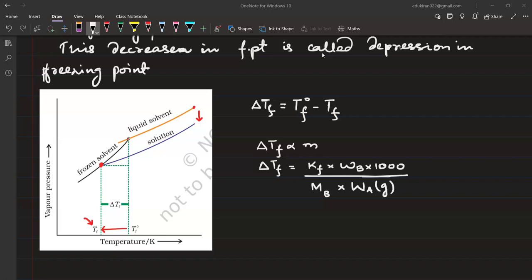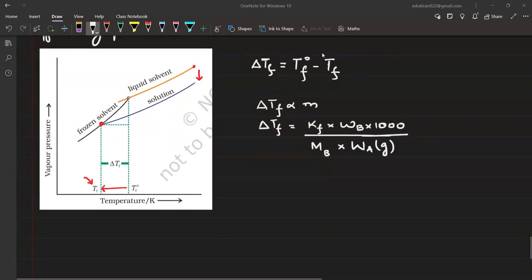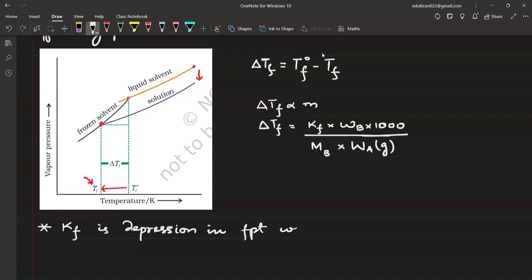Okay. So I hope all of you have written this. Now the same things will apply for KF. We are not going to write a large point regarding KF. So KF, what is KF? KF is the depression in freezing point when molality of solution is unity. Unity means when molality is equal to 1.